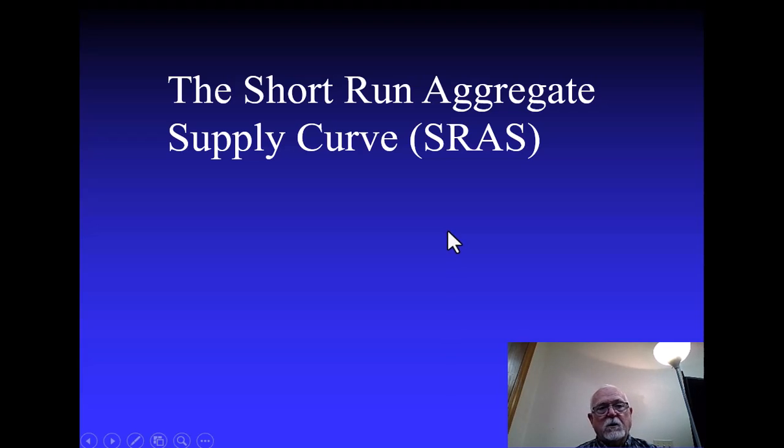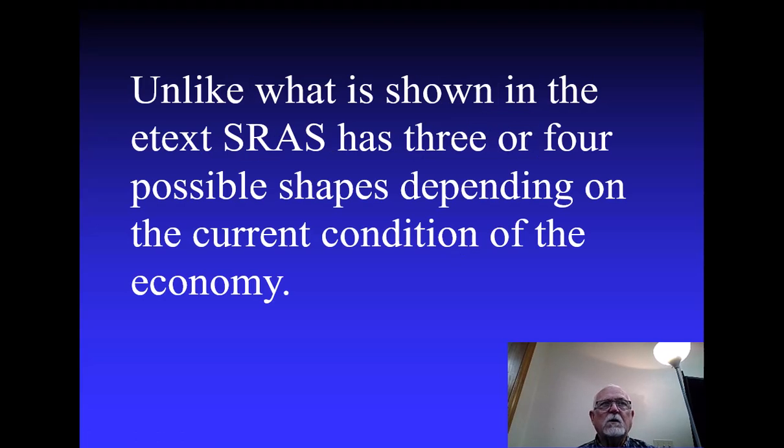Now we come to the short run aggregate supply curve, and the short run aggregate supply curve is probably the most confusing curve, at least the way I do it. I'm sorry, what can I say? Of all the graphs in macroeconomics, at least at the beginning level. So unlike what the e-text states about the short run aggregate supply curve, maybe just having a positive slope, just one shape, there's at least three and maybe four shapes, depending on the current condition of the economy.